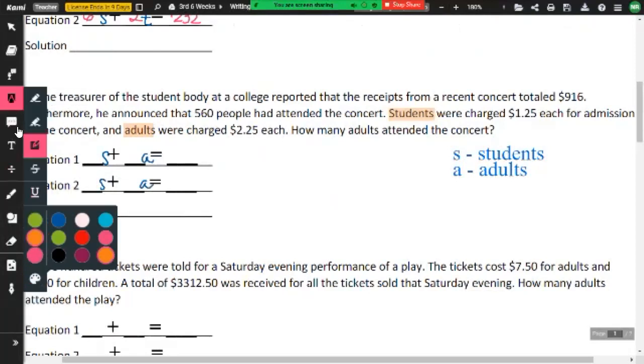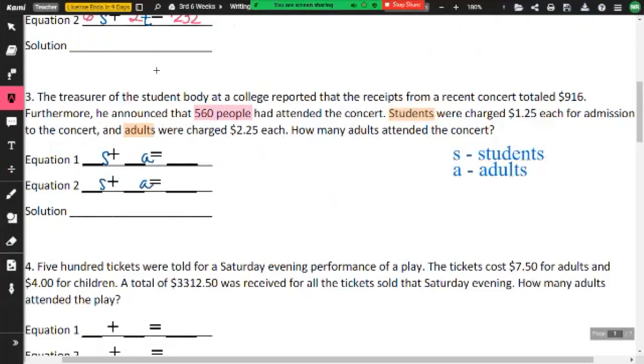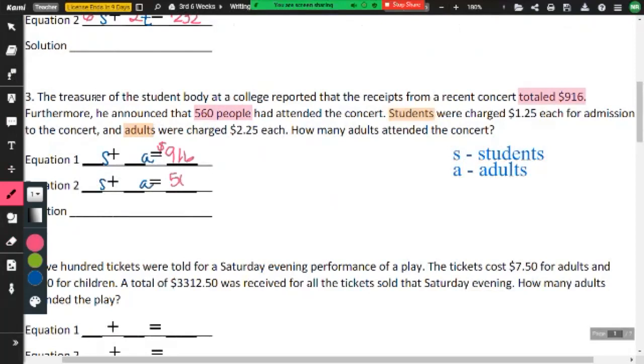Now our totals, they're giving them to us is 560 people and totaled 916. So let's do that. 916 is a dollar amount. 560 reflects people. So that means there's my 1 and 1 here. And 916, you get your numbers from within the problem. So students were charged 125 and adults were charged 225.